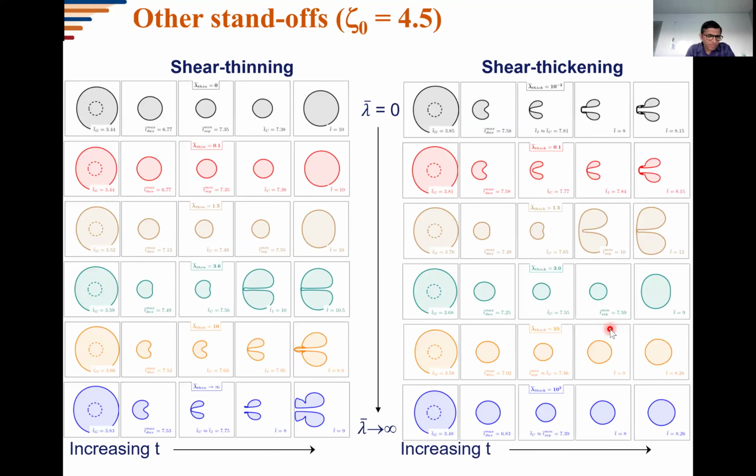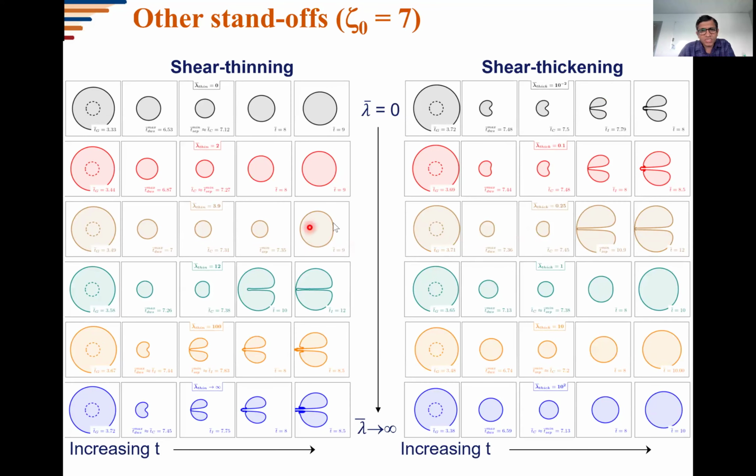So with different standoff distances, this very trend is repeated. So if you look at shear thinning cases, one observes that as the degree of shear thinning is increased, it promotes jetting, okay, at a standoff of 4.5. And as degree of shear thickening is increased, it suppresses jetting. Okay. And the same trend can be shown for other standoff distances as well.